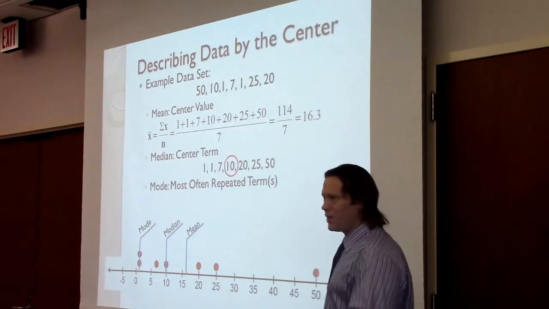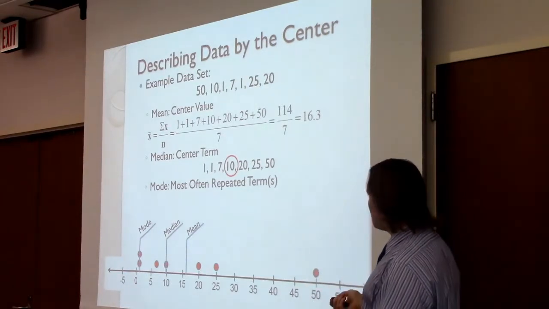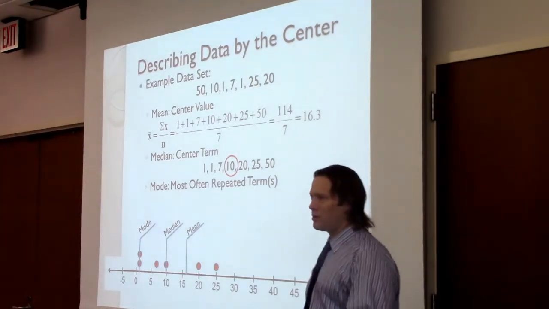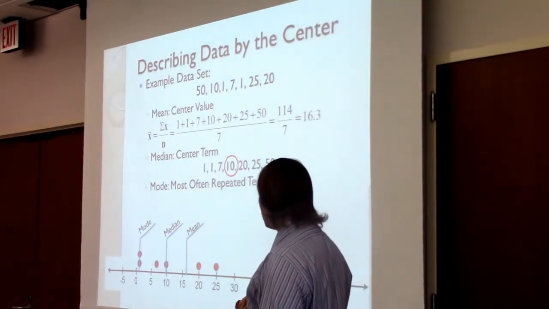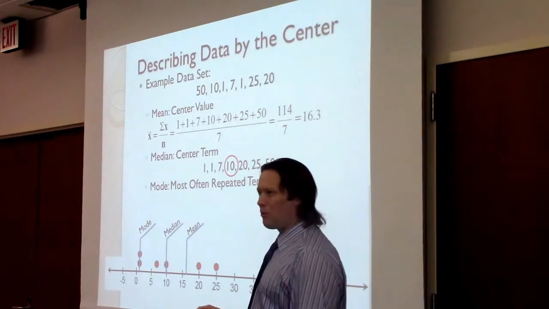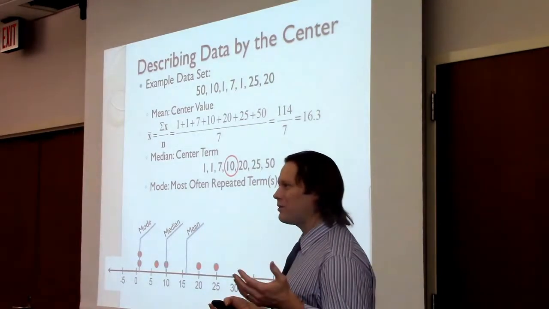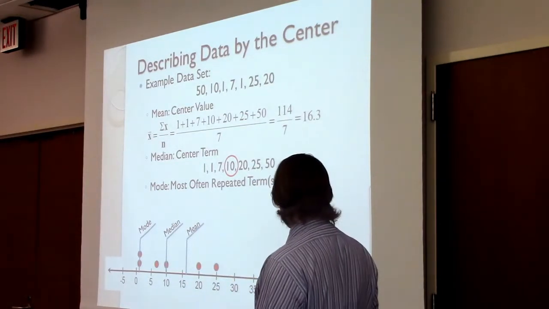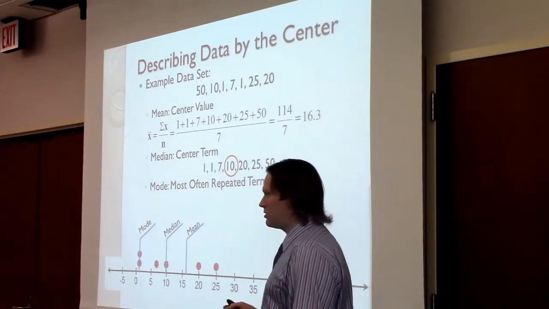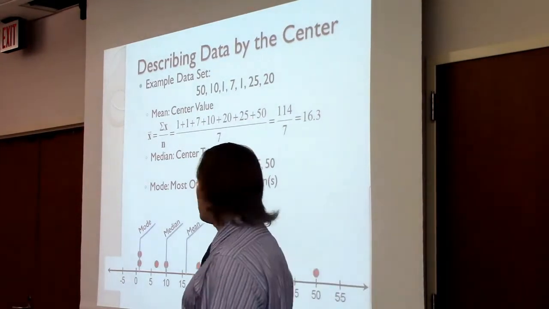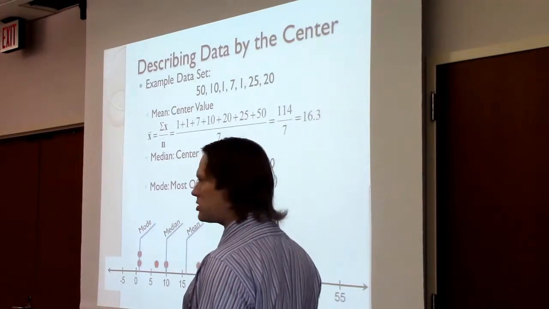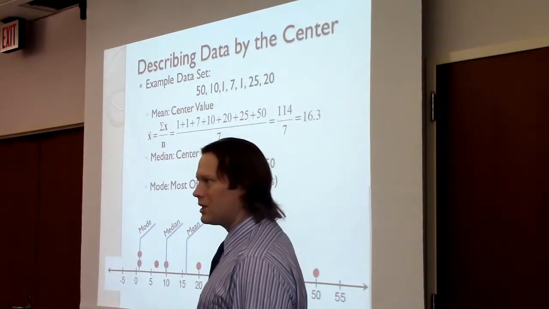Without any sort of context, I can't decide whether mean, median, or mode is a better data point in this case. For example, it could be that these 1s are an aberration, that somebody didn't actually fill out something correctly. It could be that this 50 is the aberration. Depending on what the context is, I'll have to make a decision about which one of these numbers is the best one to represent the data in this set.